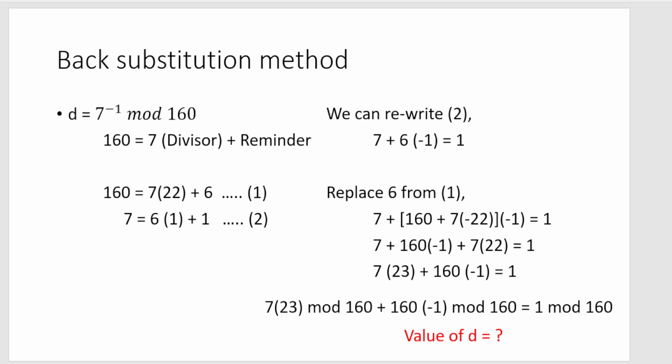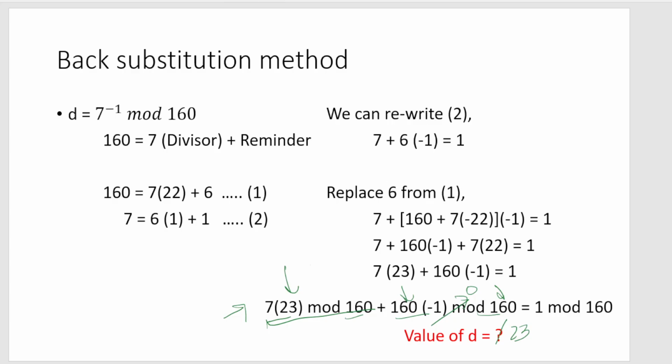Now if you see this equation here, it says that I have one term with 160, another term with 160, and the one mod 160. So it says if you have a number itself with the modulus value, this term turns out to be 0, right? So you only have 7d mod 160 is equal to 1 mod 160, and your equation actually says 7 times something mod 160 should be 1. Okay, so 7 times what is 1? 23. So again the value of D from this is coming to be 23, right?